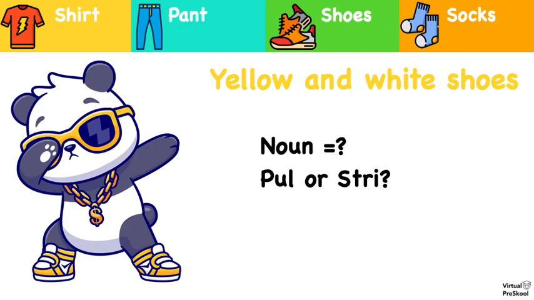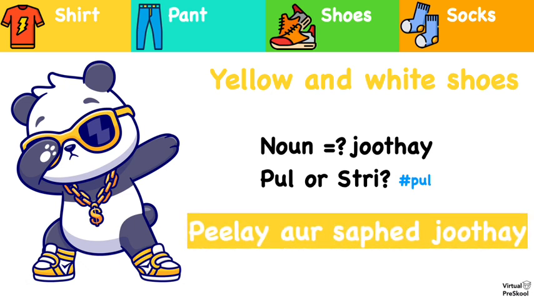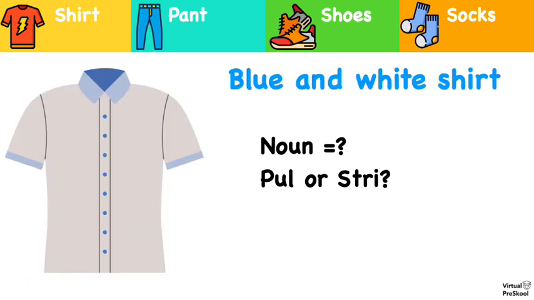Now, instead of multiple choice, let's have you put the phrase together. How do we say yellow and white shoes in Hindi? Let's work it through together. What's the noun? Shoes, right? And how do we say shoes in Hindi? Joothay. Is joothay pull or stri? Pull. So now you have everything you need to put the sentence together. Pile or safed joothay.